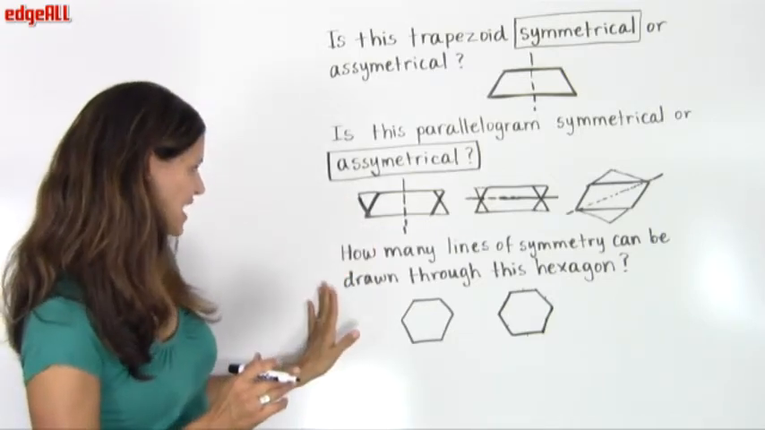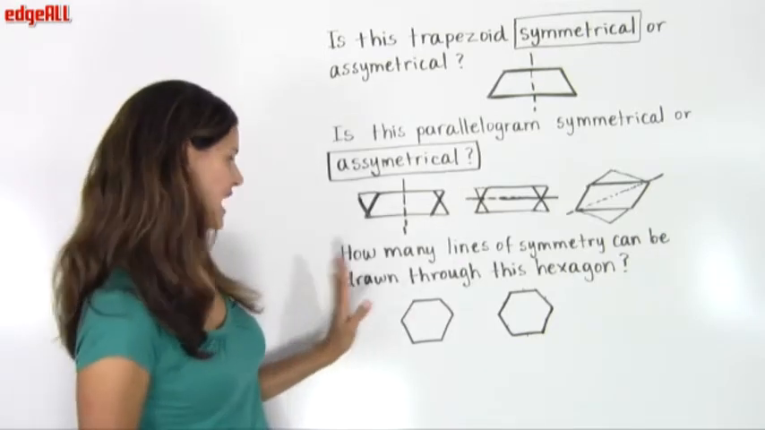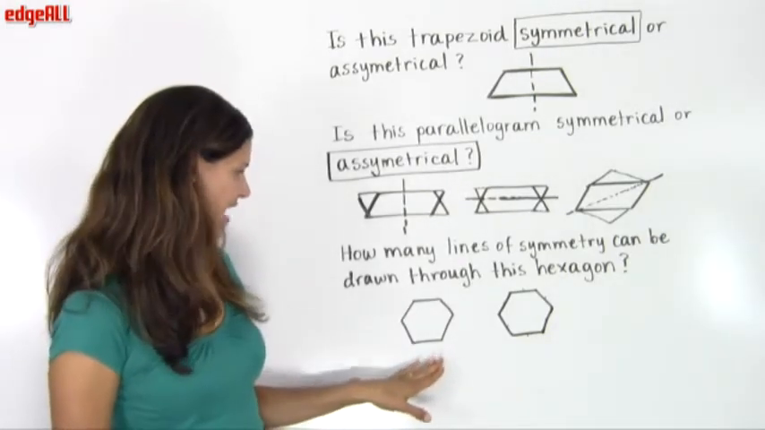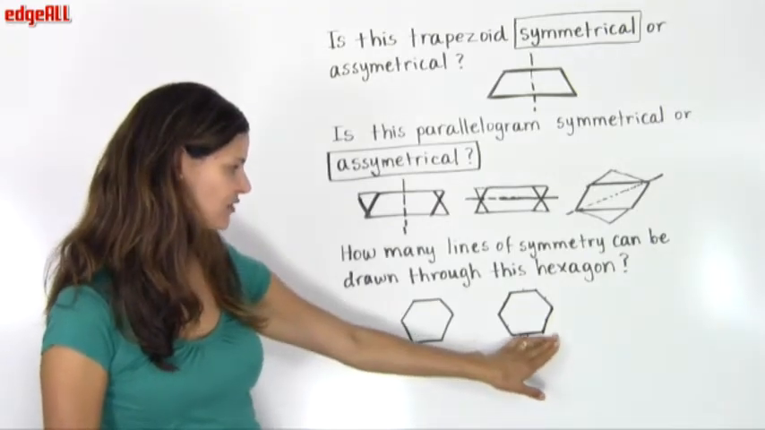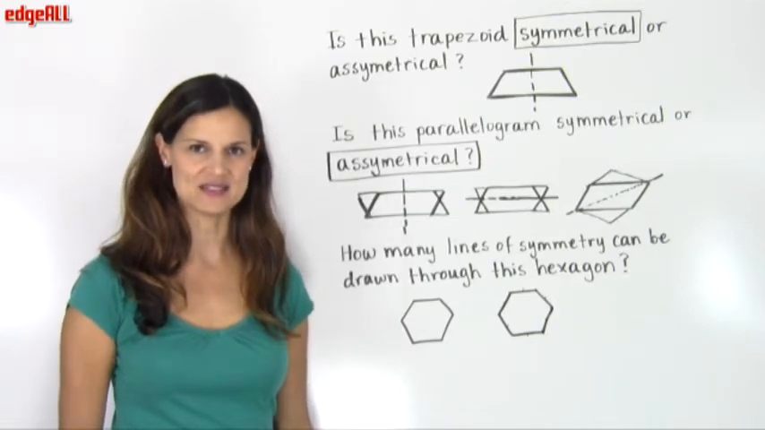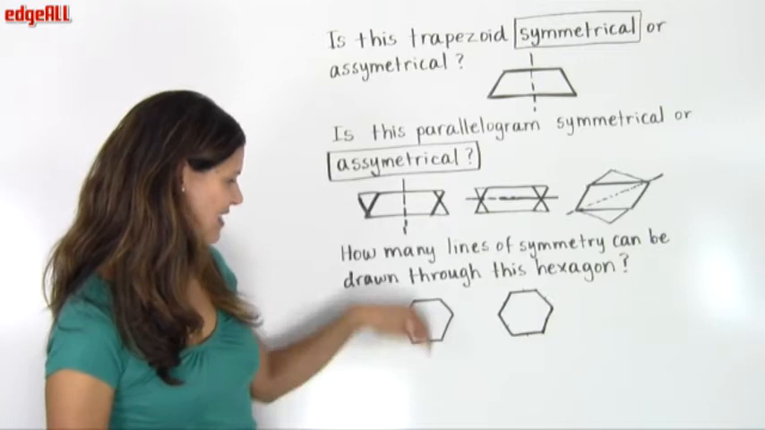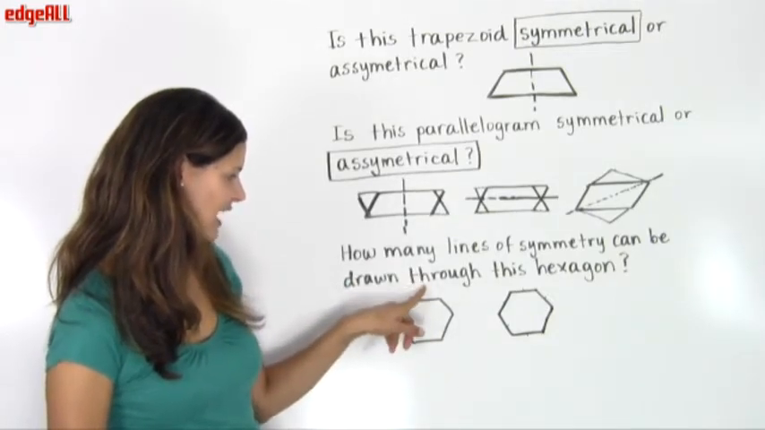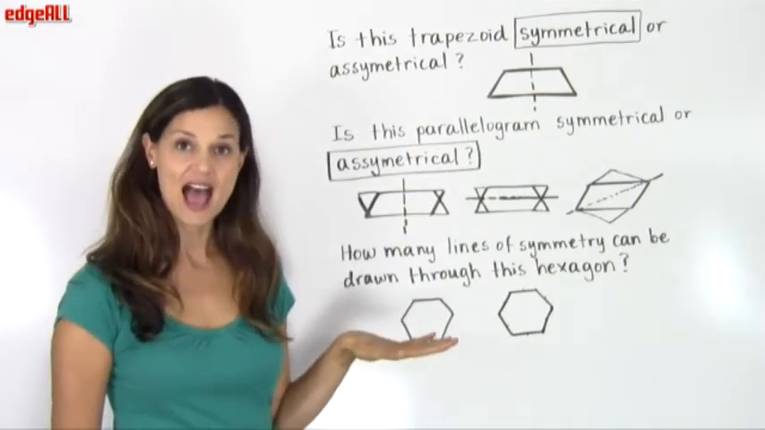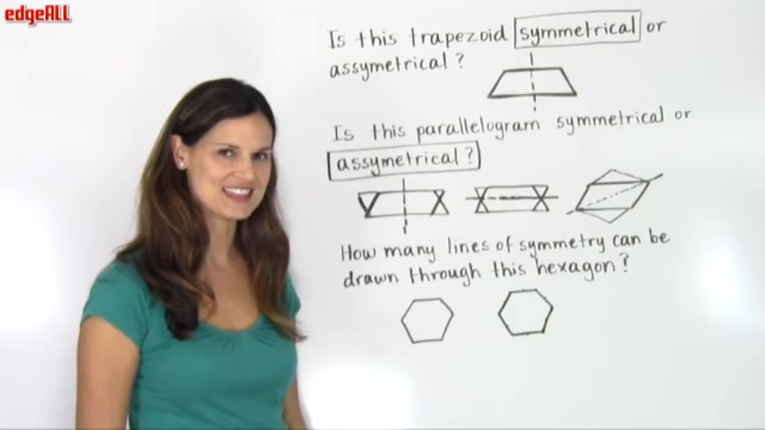My third question here is asking me how many lines of symmetry can be drawn through this hexagon. So I have a hexagon here, and I redrew it over here with a little bit of markings on it to help us see where the lines of symmetry are. So I can see right away that if I draw a line like we have been up here, vertically or horizontally, I will have lines of symmetry. But there's more than just those two in this shape.